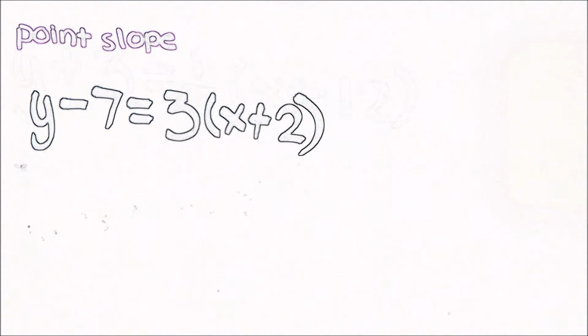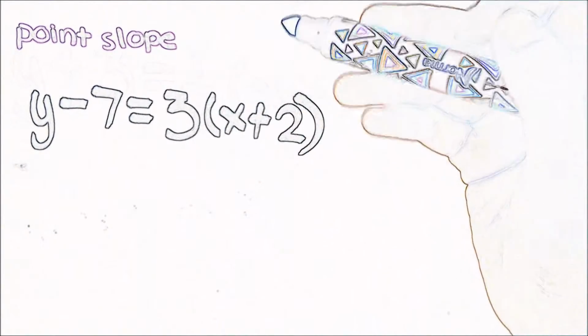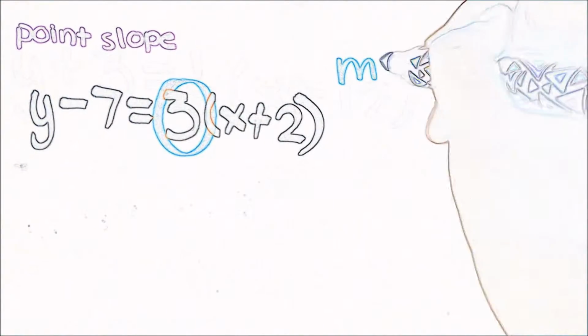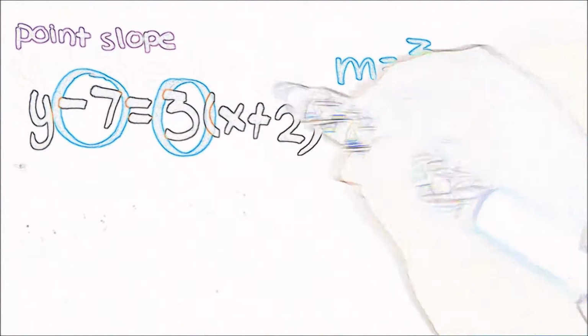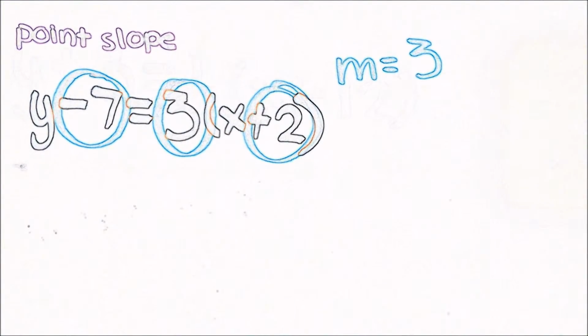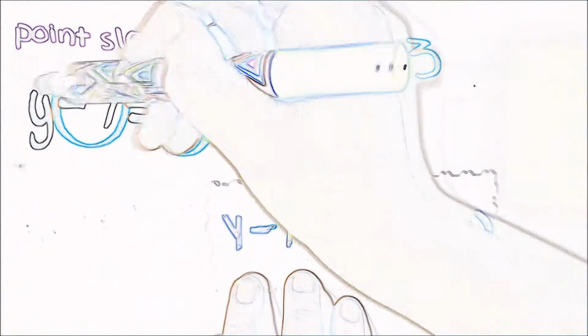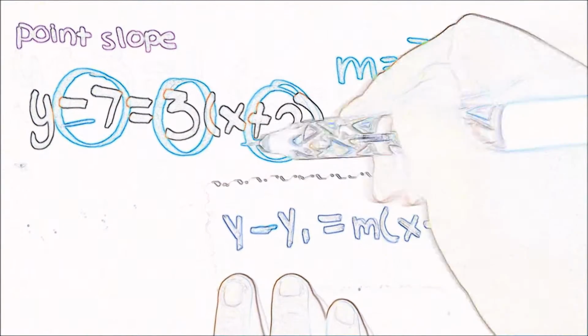Now, to make this, we first have to define which one is the slope. That we know is the 3 right here. So m is 3. And now, which are the points that we have? We have this one and we have this one. Now, you need to see here that in the formula, the minus here is included, all right? So you have to multiply the signs. Here is a minus and here is a minus.